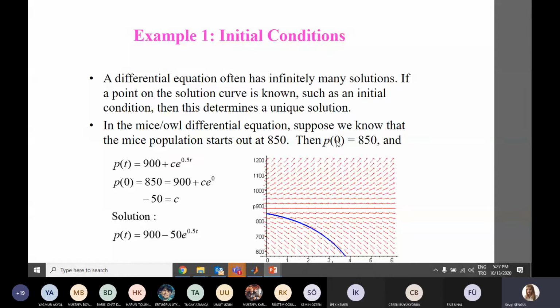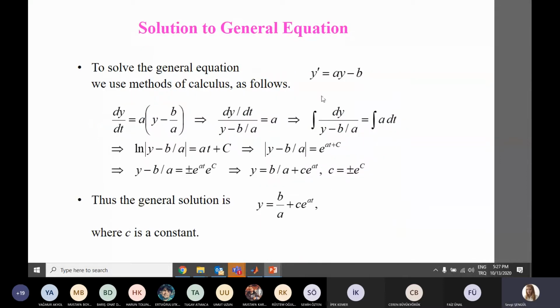So when t is 0, e to the 0 is 1, C plus 900 will be 850, then C will be minus 50. Just put minus 50 here, and your population function is like this. So just put t for any time, and you will find the population of your mice in this area. And this is for if you have this kind of equation, the idea is the same.